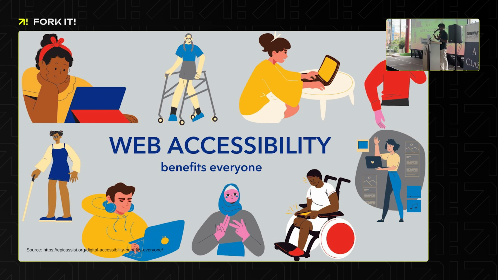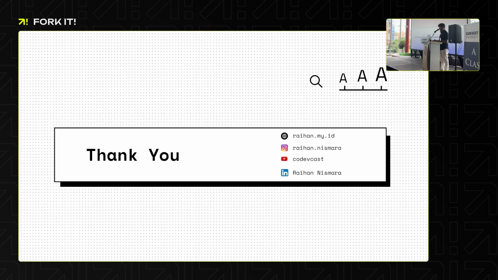So once again, it's our role. It's not only our responsibility. It's a shared responsibility from the department, the team, the business, maybe from the designer, and from the tech as well. So once again, web accessibility is about making sure your web is benefiting everyone else.